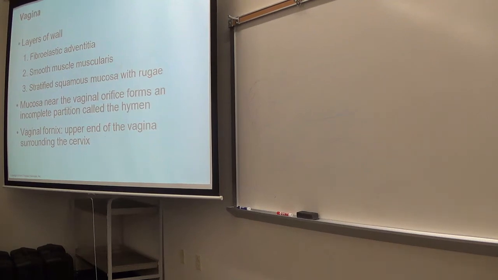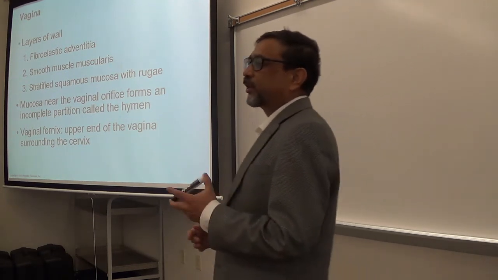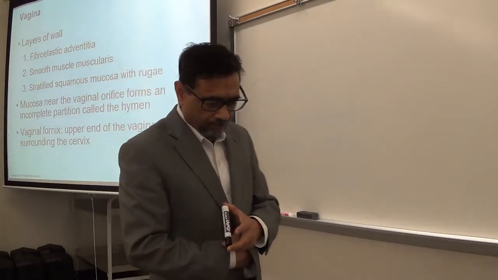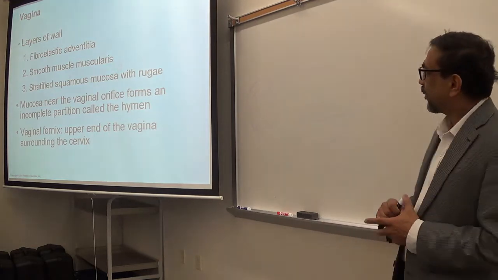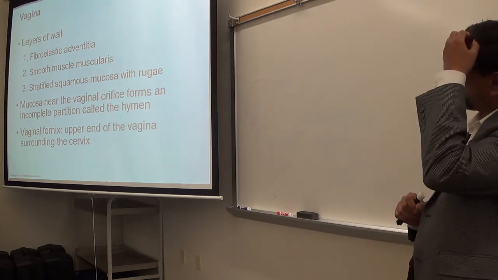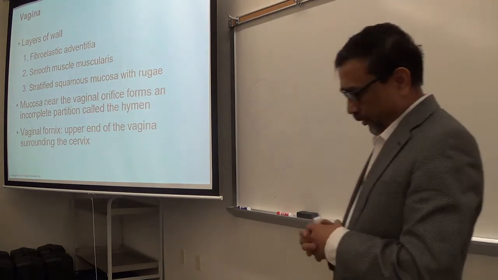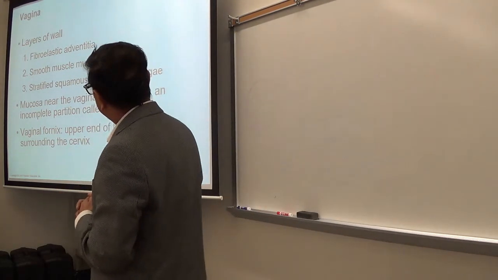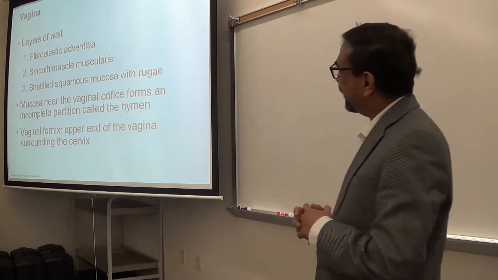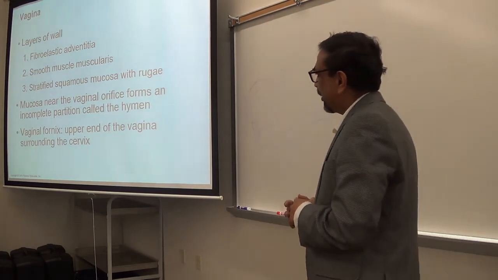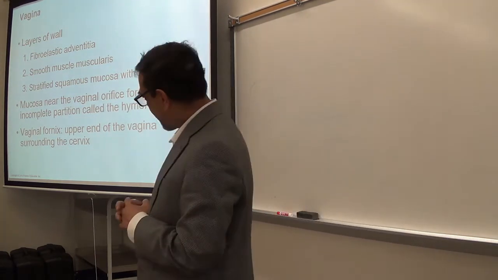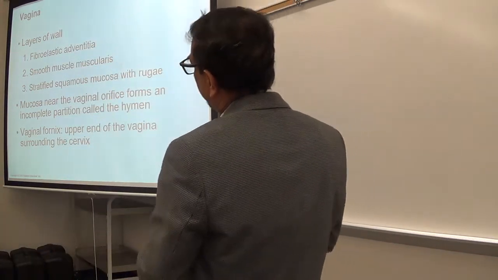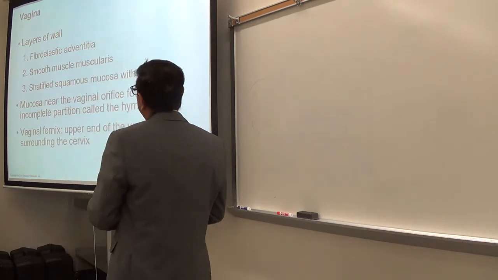Okay, everybody. So we are talking about the female reproductive system. So one part or organ is the vagina, and you need to know the layers in the wall of the vagina, which is also known as birth canal. It has 3 layers in the wall.